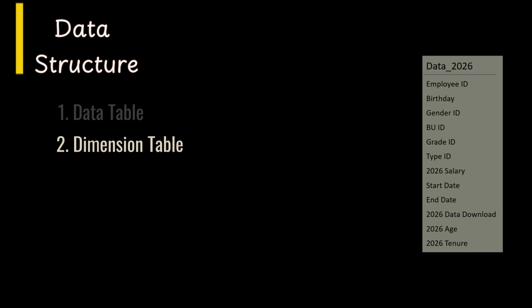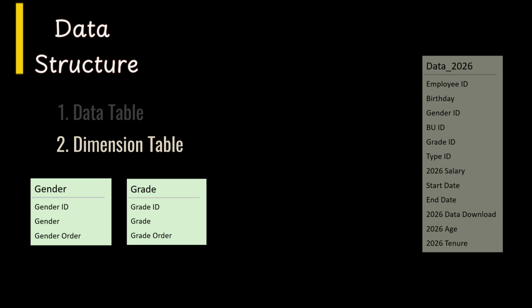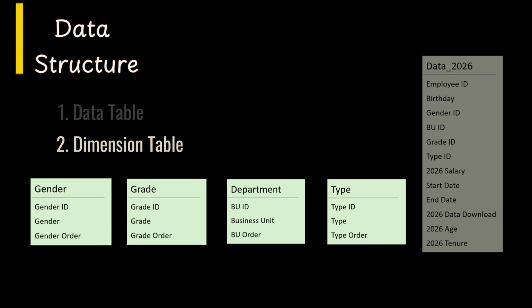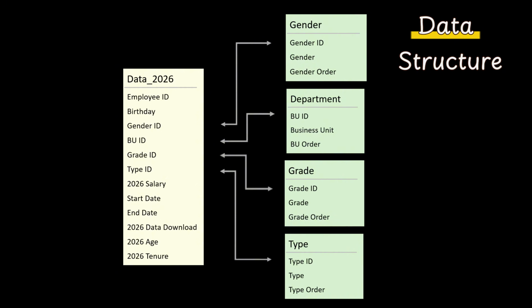The next four tables, gender, grade, department, and type, are dimension tables. These help categorize your data and enable filtering across the dashboard. All of these tables are connected through key fields, allowing everything to work together as a single, complete data model.